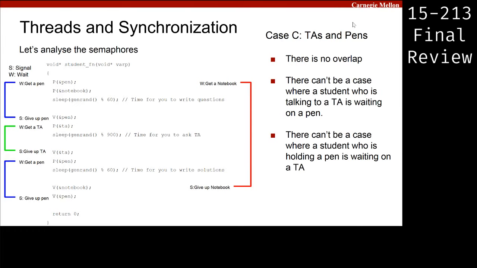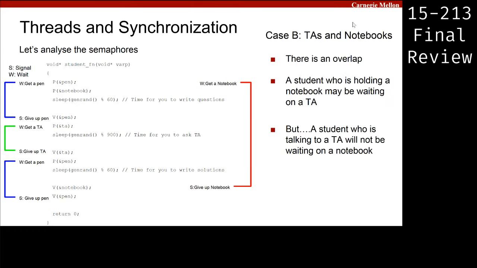Let's take a look at case B. There is an overlap here between the TAs and the notebooks. A student who is holding a notebook may be waiting for a TA, but a student who is talking to a TA will not be waiting on a notebook. He would already have the notebook, right? So again, they cannot deadlock.